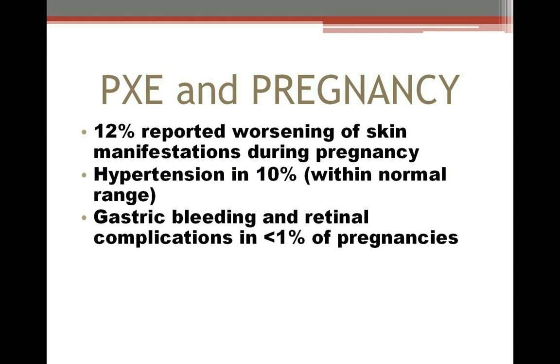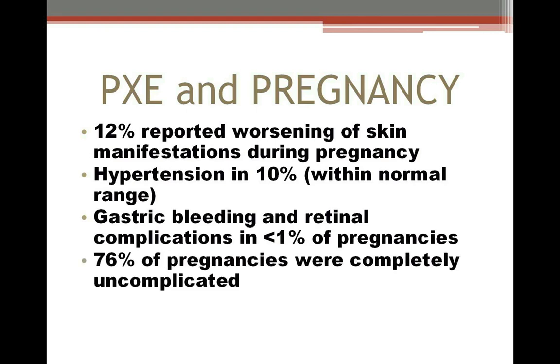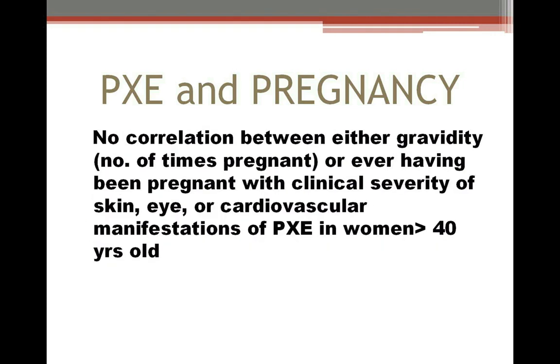The incidence of normal pregnancies is about 10 to 12%. In the books and in previous journal articles, the most feared complication in pregnancy was gastric bleeding, and many women were advised not to become pregnant because of the risk of gastric bleeding. And it turned out this was only found in less than 1% of all the pregnancies that we had studied, and only less than 1% had any retinal complications during pregnancy. So it appeared that in these cases, the pregnancy might have been coincidental.